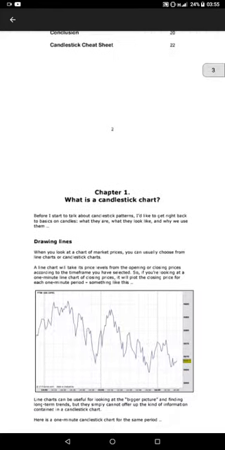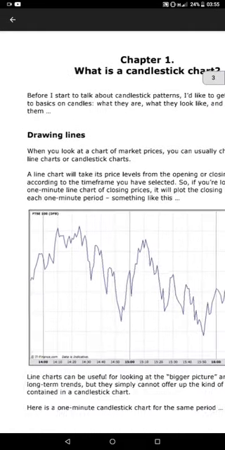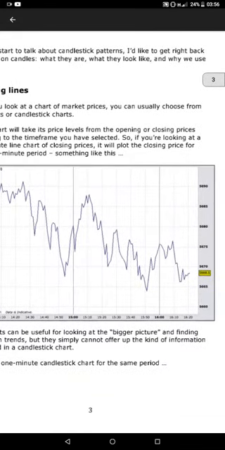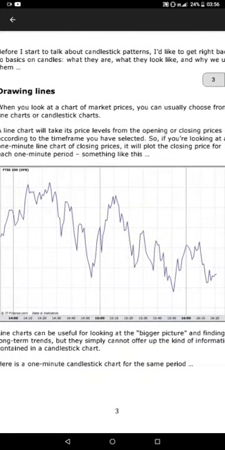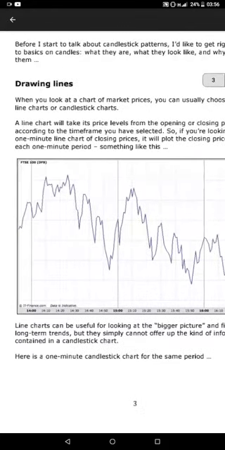Okay, guys, let's proceed. Chapter 1 here. I'm going to tell you what a candlestick chart is. Okay, guys, before we can start talking about candlestick patterns, I would like to get right back to the basics of candles: what they are, what they look like, and why we use them.